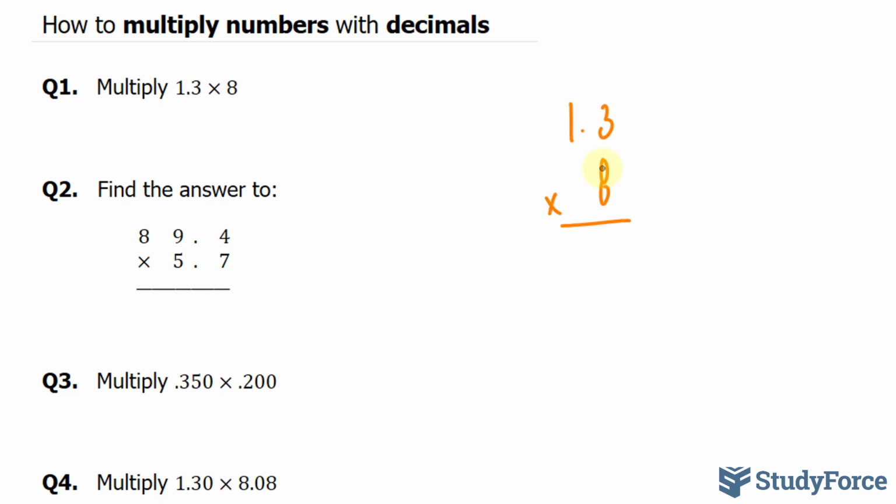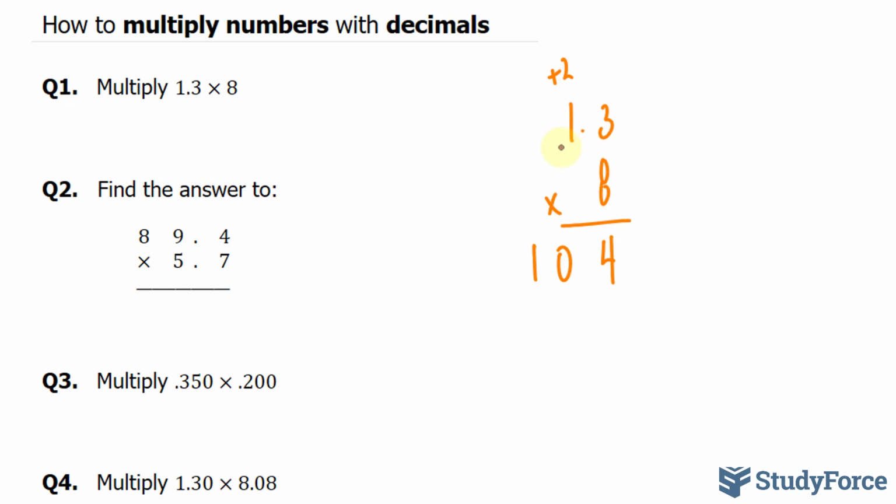So let's multiply 8 times 3. 8 times 3 is 24. 24 is double digits. You want to place the first digit of 24 underneath here, whereas the 2 will be placed up here as a reminder as to what you do when you multiply 8 and 1. 8 times 1 is 8, plus 2 is 10. The answer we get is 104, but now we have to account for the decimal.